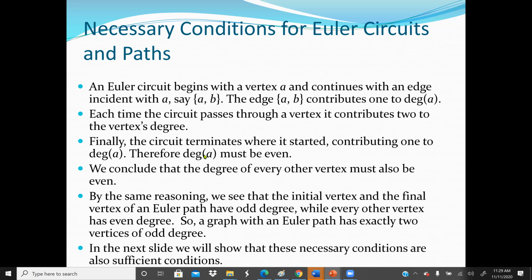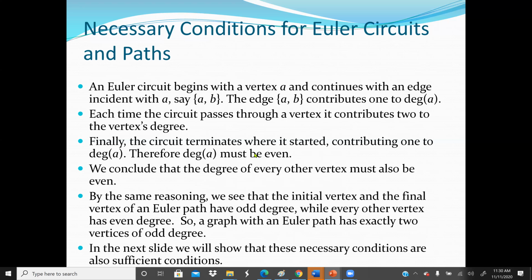So there are a few necessary conditions for Euler circuits and paths. Here we say an Euler circuit, again, this is a circuit. It begins with a vertex A and continues with an edge incident with A, say AB. The edge AB contributes 1 to the degree of A. Now, each time the circuit passes through a vertex, it contributes 2 to the vertex degree. And finally, the circuit terminates where it started, contributing 1 more to the degree of A. Therefore, the degree here must be even.